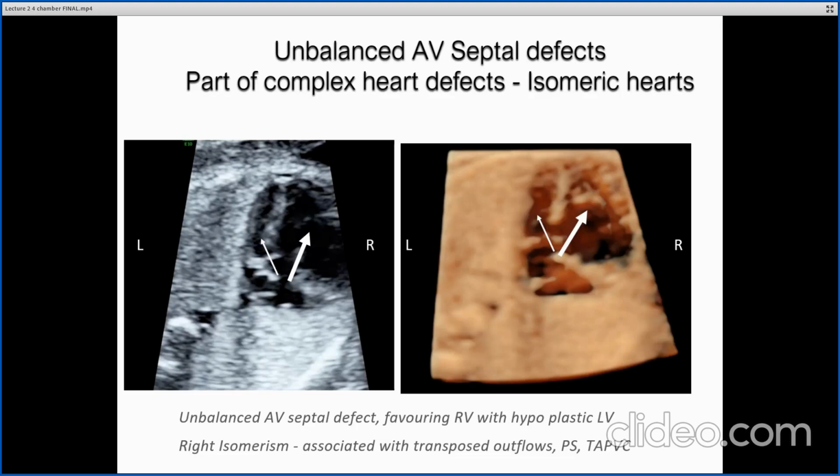We saw that the first clue for right isomerism comes from the abdominal situs, where there is a juxtaposition of the IVC and the aorta on the same side of the spine. The characteristic abnormality in the intracardiac anatomy of right isomerism is unbalanced AV septal defect. These anomalies have further variations in the cardiac anatomy, including abnormal relationship of outflow tracts, pulmonary stenosis, anomalous pulmonary vein drainage, and so on.